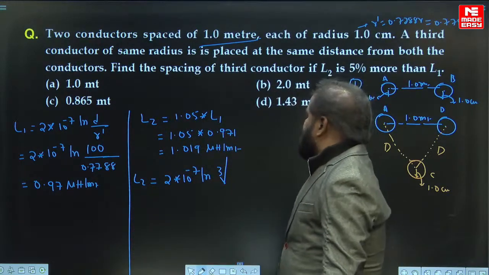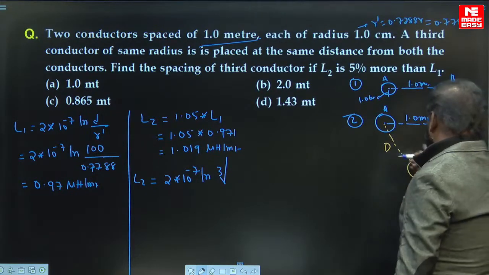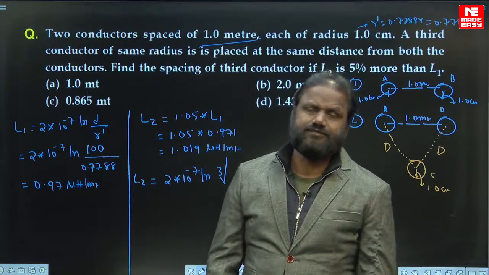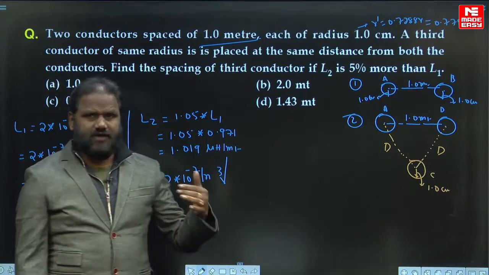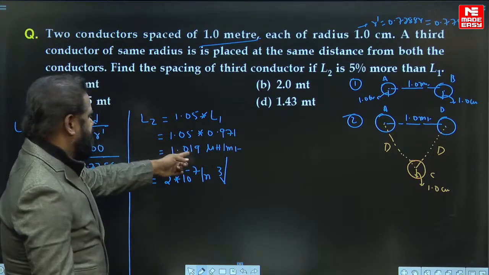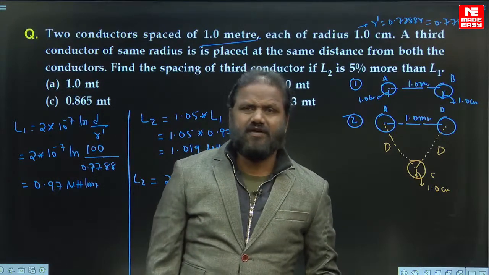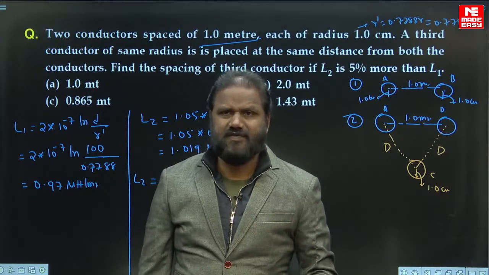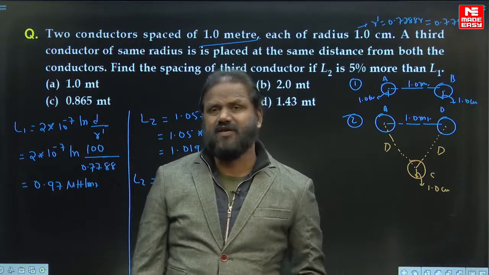Here these two conductors have the 1 meter distance, right? A third conductor is placed. By placing the third conductor, is the inductance per conductor increased or decreased? I am asking, by placing the third conductor, is the inductance per conductor increased or decreased? Definitely increased. Okay, it rises to 1.09, increased. So the increase in inductance is possible by increasing the distance. Regarding the currents, nothing has been given, therefore we need to assume the current is constant. So when the current is constant, inductance increased means distance should definitely increase.